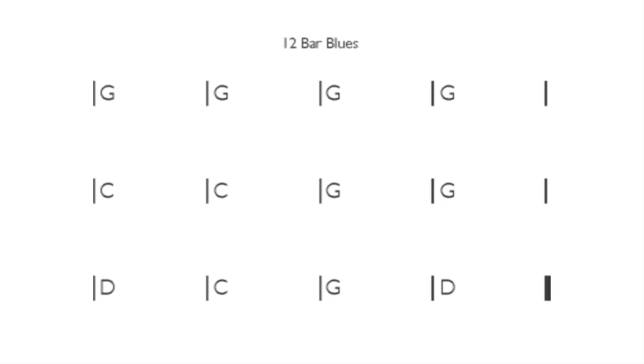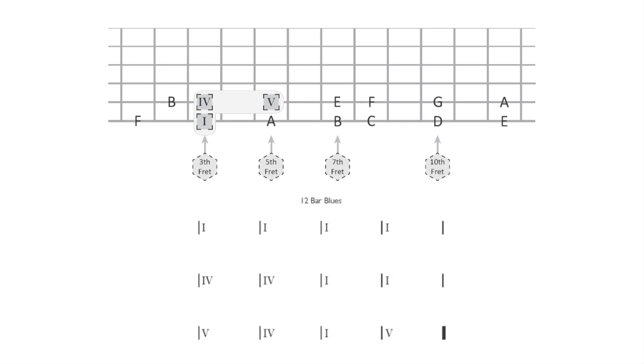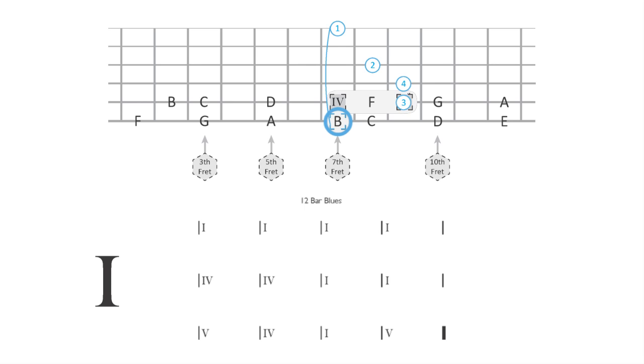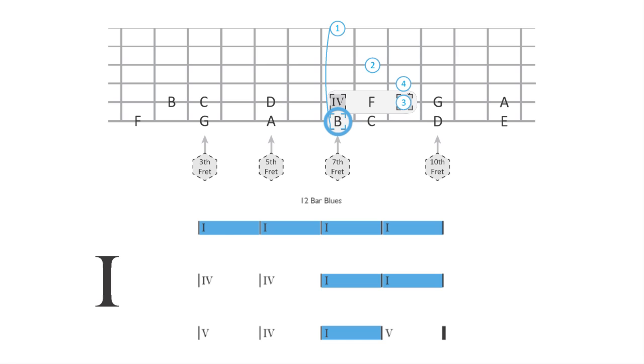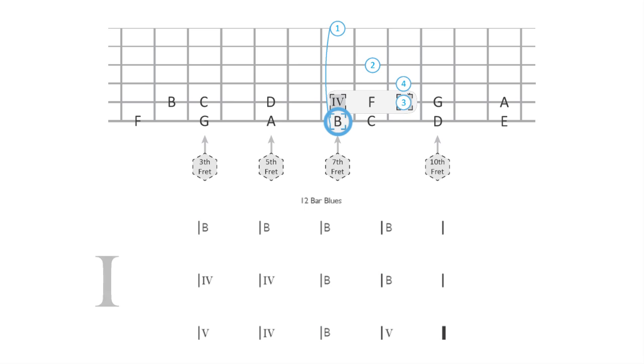Let's try another key. If we slide our pattern of root notes up to the 7th fret, our blues progression will now be made up of B, E, and F sharp chords. Using our Roman numerals, we can see which chords will be used in our blues, and in exactly which bars. According to our root note pattern, chord 1 is a B. Therefore, every bar marked with the Roman numeral 1 will be a B chord.